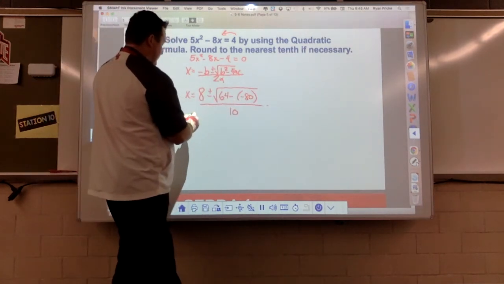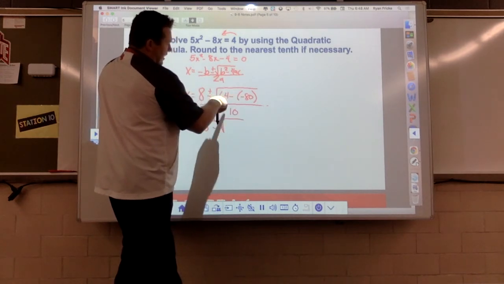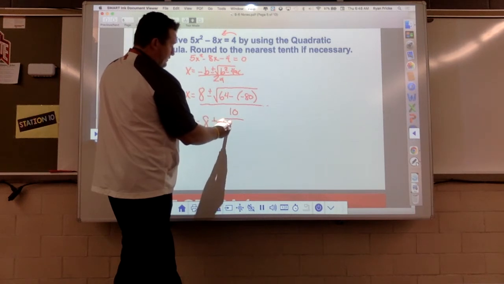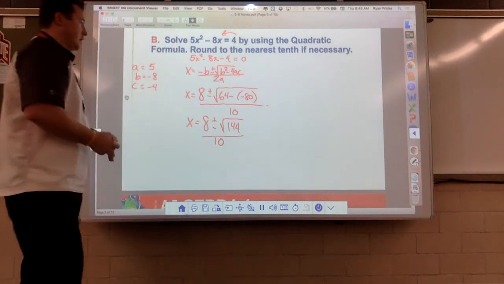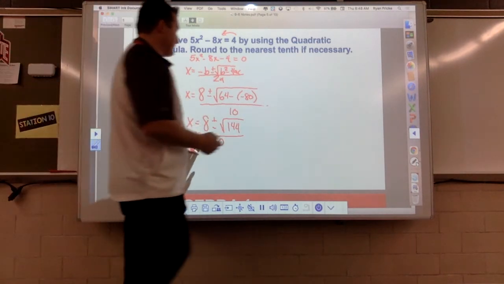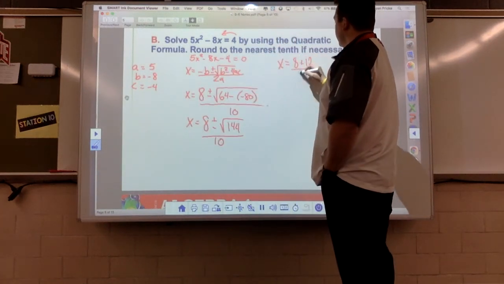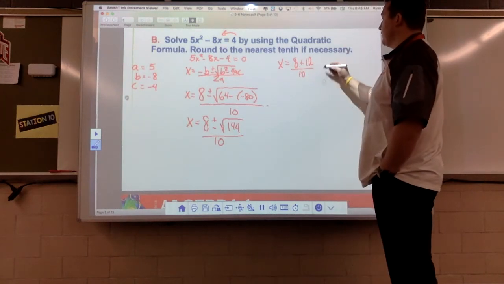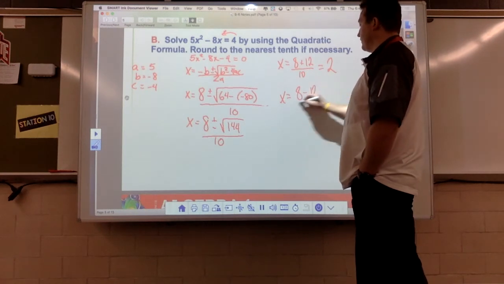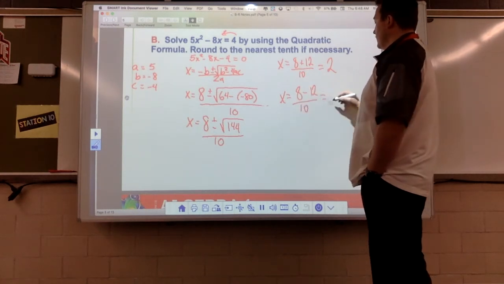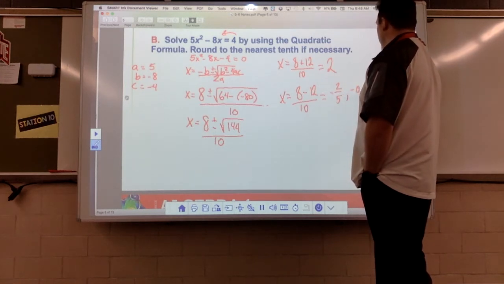We can add these two together. So let's go x equals 8 plus or minus the square root of, that is 144. Is that true? I feel like it should be true. Right? Yeah, I believe that's good. Okay. All right, so here we go. x is equal to 8 plus 12 divided by 10. So that's 20. 20 divided by 10 is 2. This is going to be equal to 8 minus 12 divided by 10. That's negative 4. So you could say negative 2/5, right? Or negative 0.4.